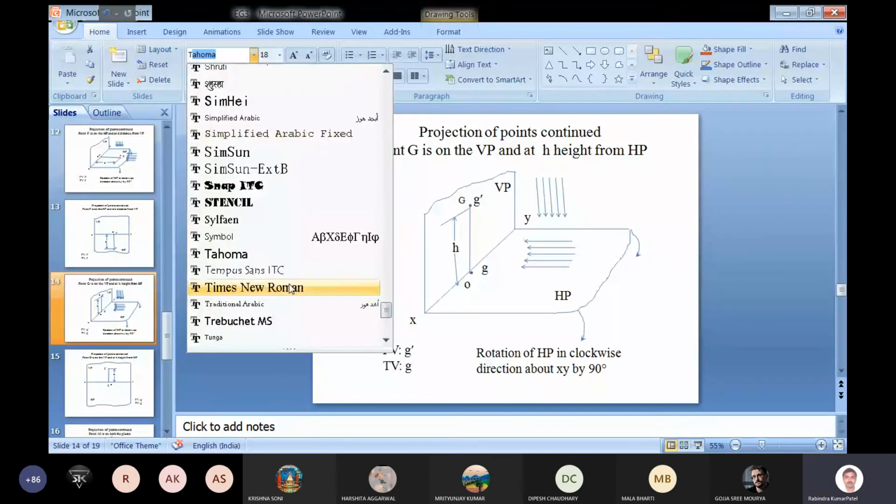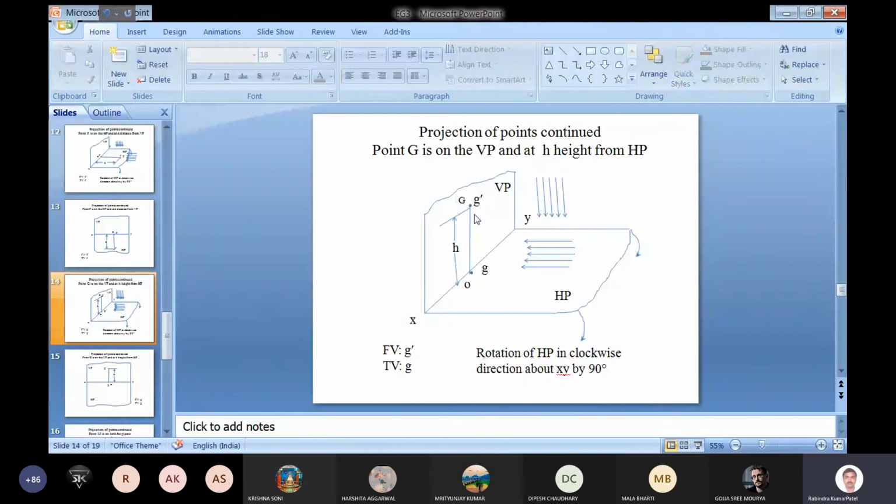So here capital G should be there. Capital G is the point, G dash is the projection of the point onto the vertical plane, and small g is the projection of the point onto the horizontal plane. And this projection on the horizontal plane is coming onto the reference line.